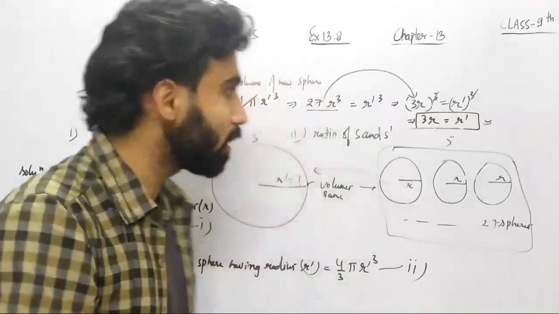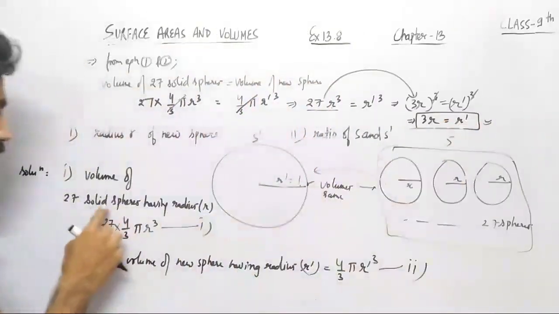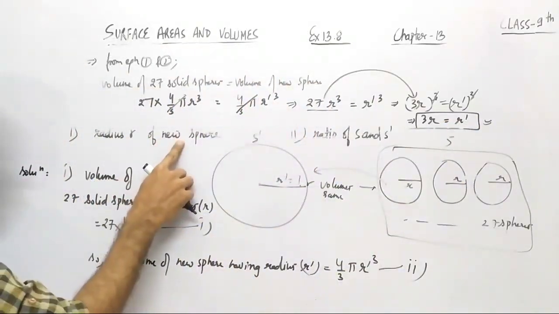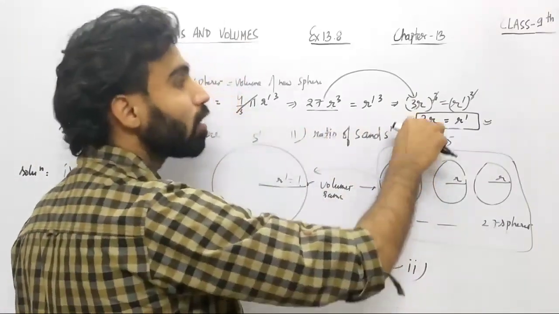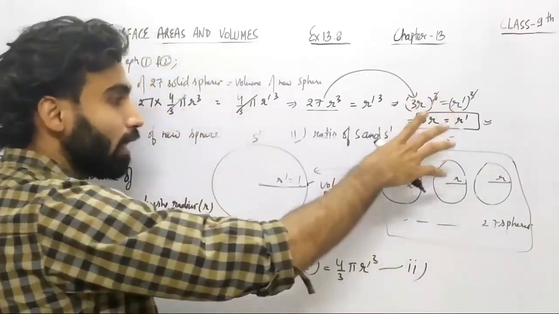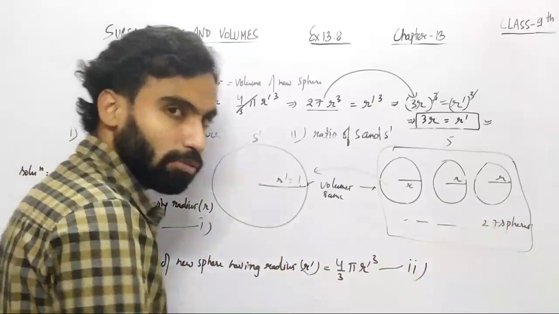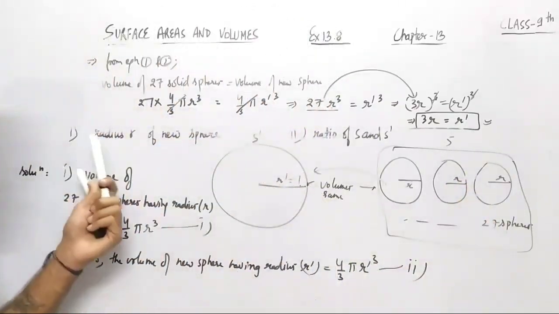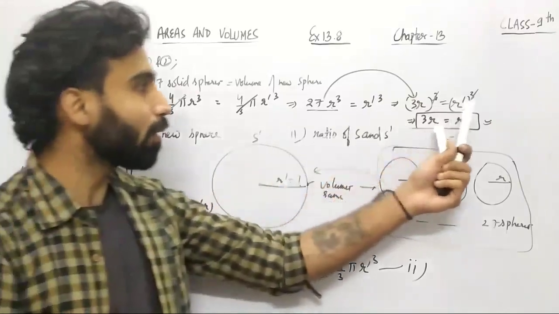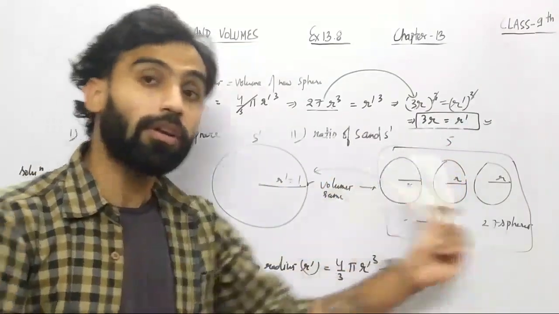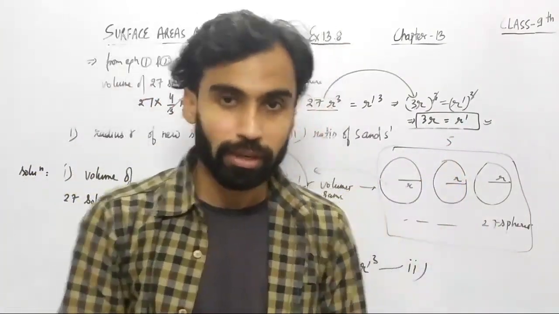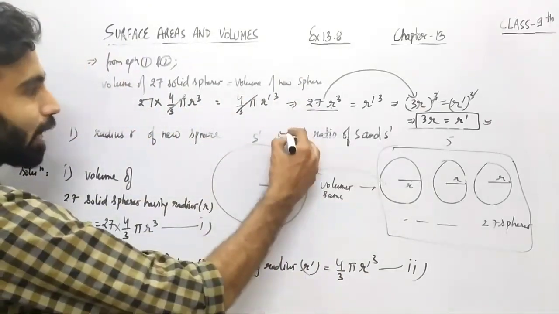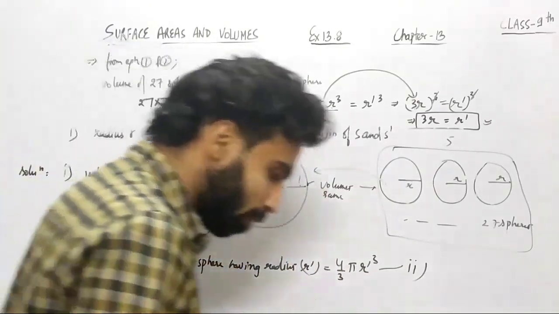Now you can see this is the radius here which we have to find out. You can see the radius of the new sphere will be 3 times the radius of the 27 solid spheres, right? So this is how we have got this result in the first part, that the radius of the new sphere will be 3 times the radius of the 27 solid spheres. So now it's time to move on to the second part.